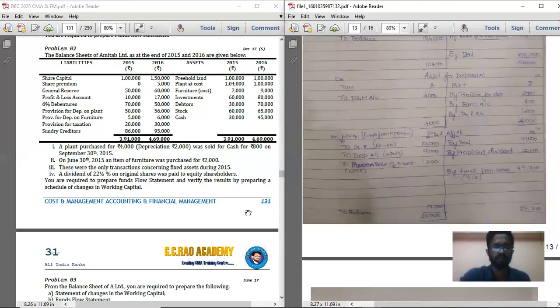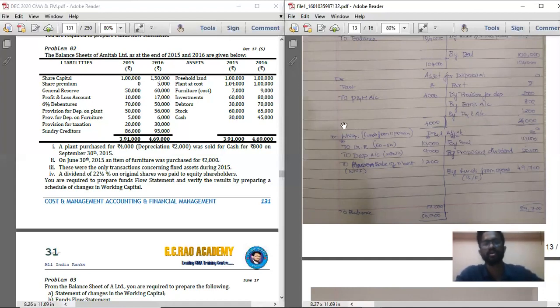Next, furniture. They have given that on June 30, 2015 an item of furniture was purchased for 2000. So they are purchasing furniture. How much is the difference in furniture? Only 2000. So the difference of 2000 is nothing but purchase of furniture. If there is a difference of 5000 or 6000, or a decrease in furniture, then you should open a separate account and calculate the purchase or sale of furniture. Here there is a 2000 increase, and they have given in the entry that 2000 furniture has been purchased.